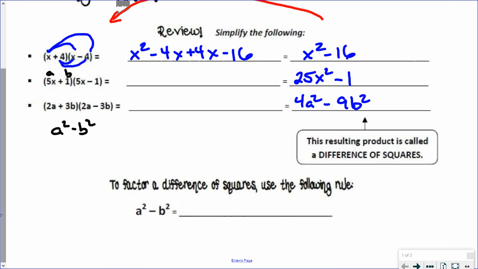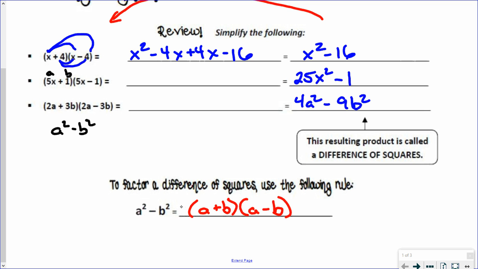All right, so how do we do this? To factor a difference of squares, use the following rule. If you have the square of something minus the square of something else, the factored answer will always be a plus b times a minus b.